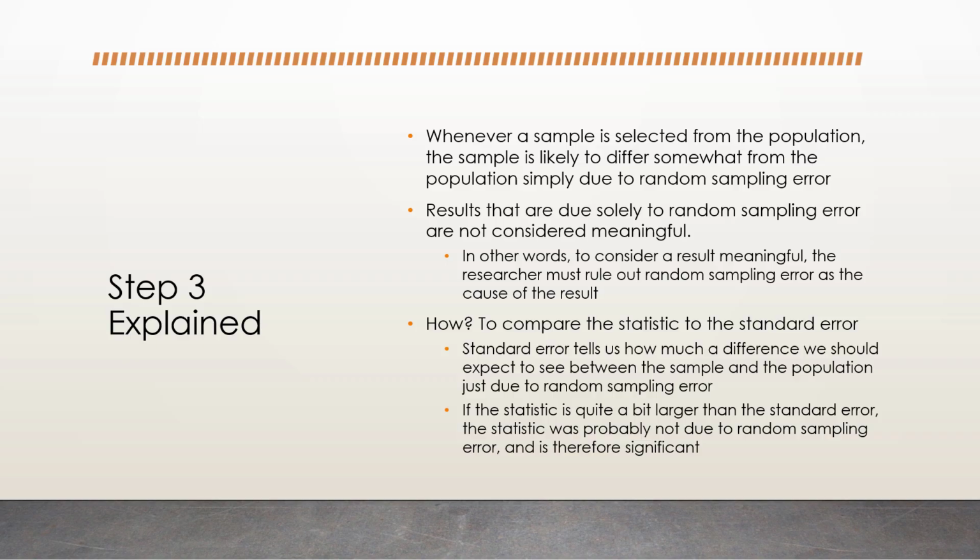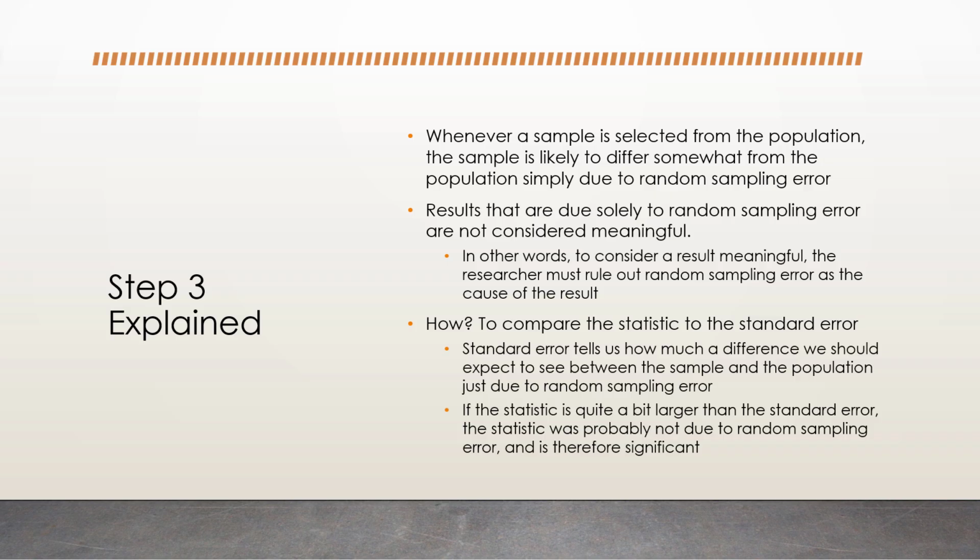Why? Because when a sample is drawn from a population, some difference from the population mean is expected due to random sampling error. Results that can be explained only by sampling error are not statistically meaningful. Researchers need to rule out sampling error as the cause of the observed result. This is done by comparing the test statistic with the standard error. Standard error tells us how much difference we should expect to see just by chance.